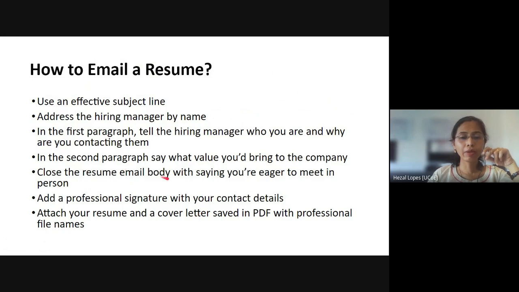Close the resume email body by saying you are eager to meet in person. Next, add a professional signature with your contact details. Please add this signature. If you don't know how to add a signature, I will show you in the next video how to add the signature in the email. Attach your resume and cover letter saved in PDF format with professional file names. Remember, you have to give professional names, and you have to save it not in Word format but in PDF format.